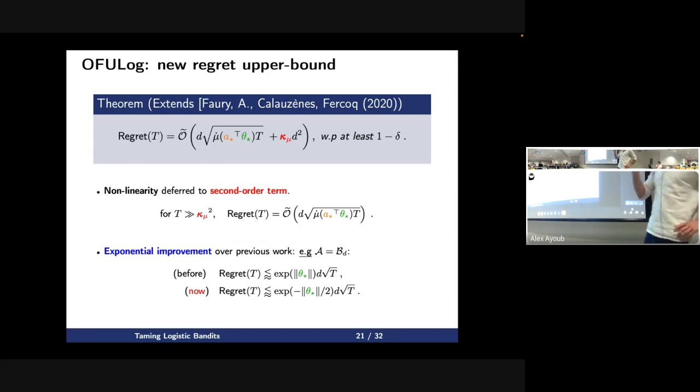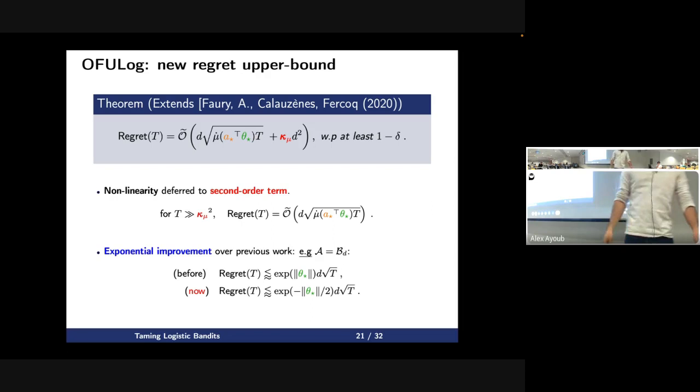So we have this square root of T as before, but now it's multiplied by square root of mu dot, the derivative of the sigmoid, taken in the optimal action A star and the optimal parameter theta star. So basically, mu dot is the reward sensitivity in the optimal action. And then we also have a second order term that's getting scaled by kappa. Nonlinearity defers to the second order term. But for the first order term, we have an exponential improvement, because for this mu dot, the more nonlinear the problem, the more you're going to play in the tails, the smaller it is. Technically this is the inverse of kappa: kappa grows like exponential of norm of theta star, square root of T, while mu dot shrinks like exponential minus norm of theta star, square root of T.